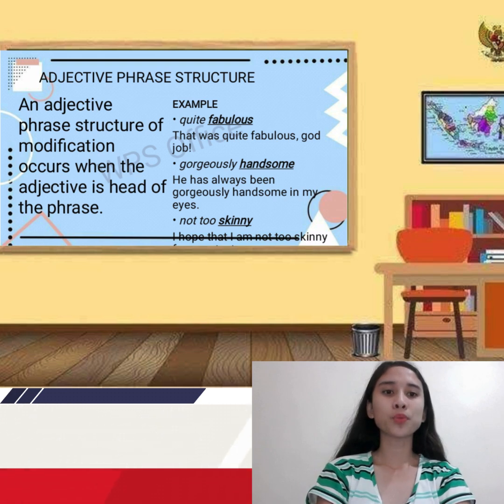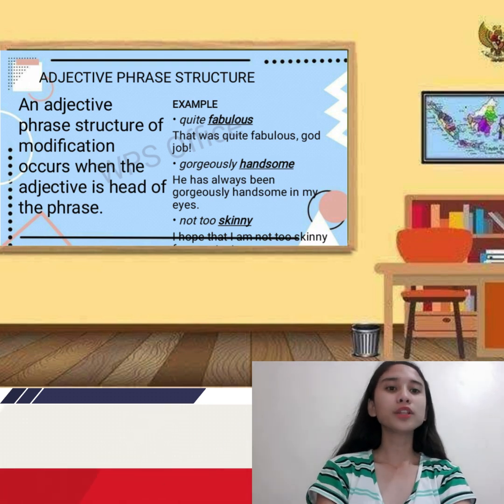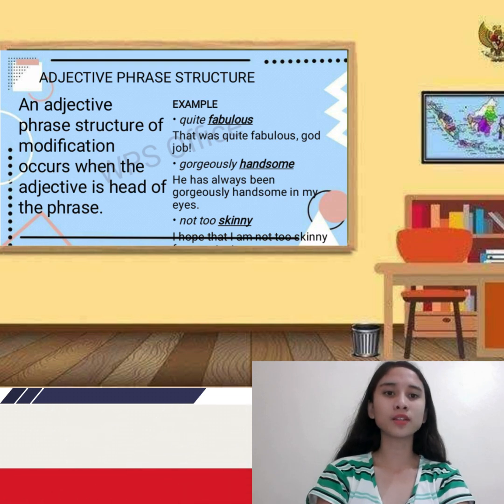Number two example, gorgeously handsome. The underlined word there, which is our head, is the word handsome, and it is modified by the word gorgeously. Same with not too skinny. The word skinny is our head, which is our adjective, and it is modified by the words not too.